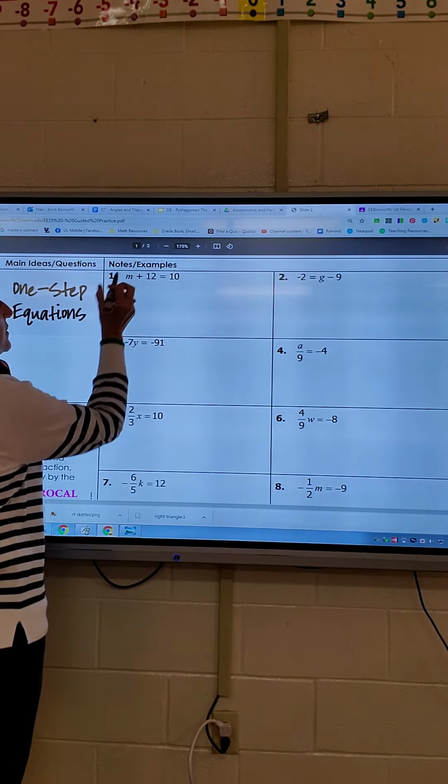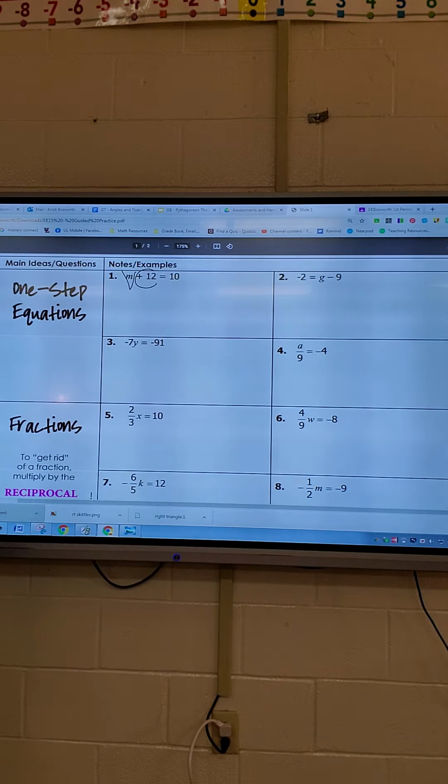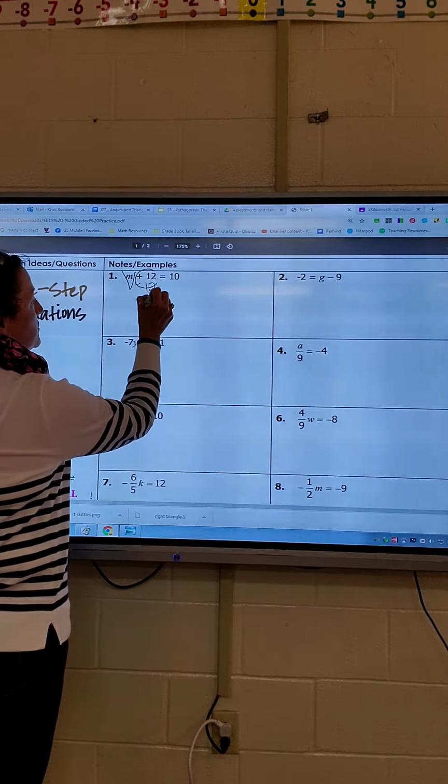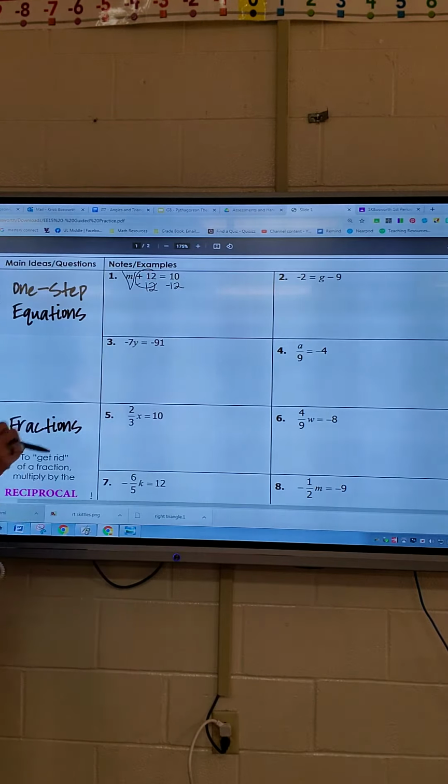Expression's on the left. So here's our variable term. Here's our constant term. We're going to do things in alphabetical order. What is the constant term? Plus 12. What's the inverse of plus 12? Minus 12. So we're going to subtract 12 from both sides. If you're not showing all of these steps just like this, I'm not going to accept your work. You have to show the steps, okay?